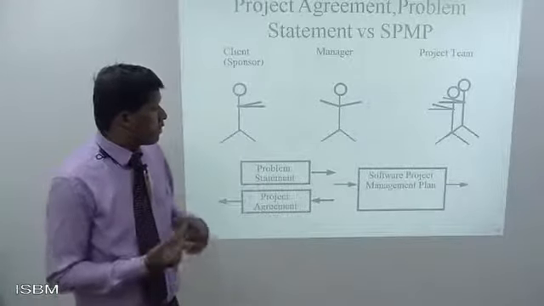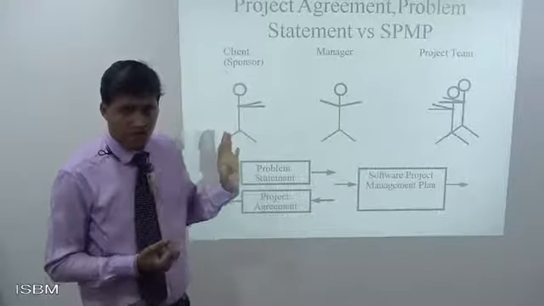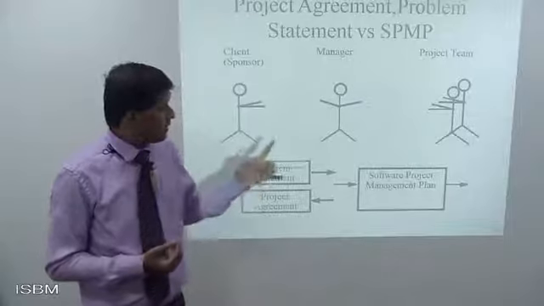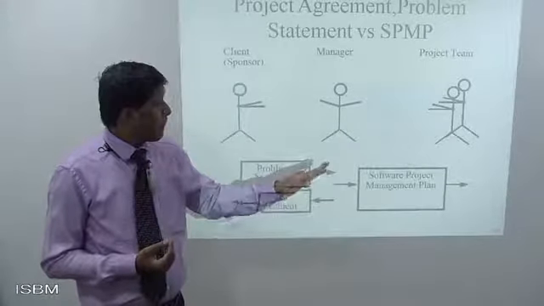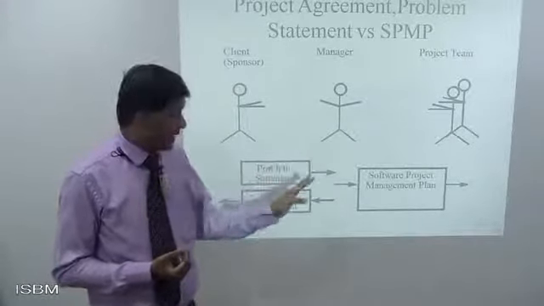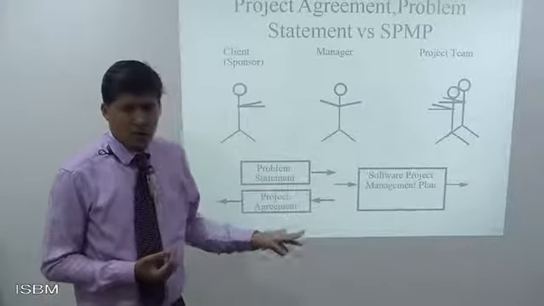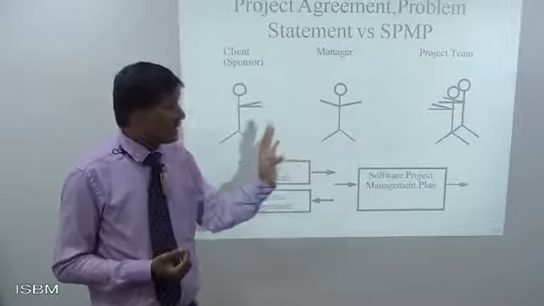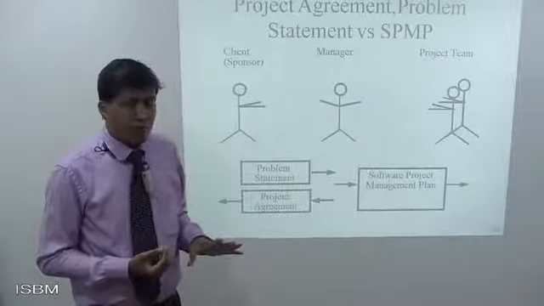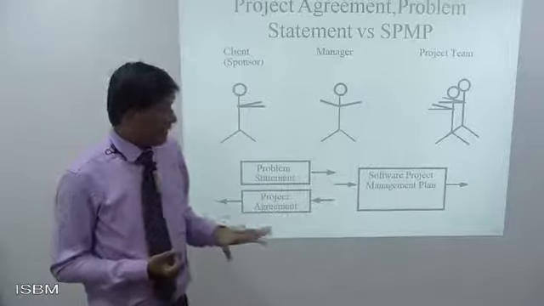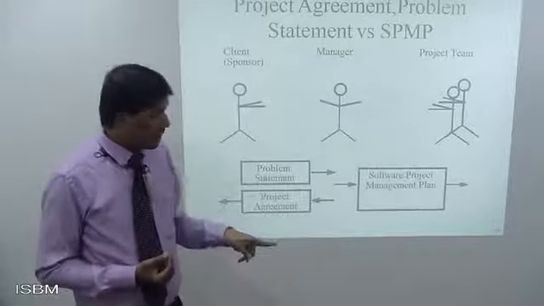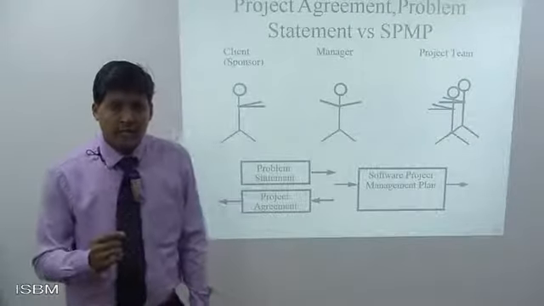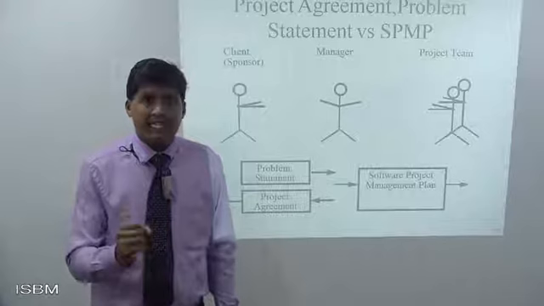So we have on one hand a sponsor or a client who needs something for his business organization. We have a project team, we have a project head. So we have a software project management plan. We will refer to it for the next couple of slides as SPMP, Software Project Management Plan. There is a problem statement, and a problem statement gives an idea of the need.